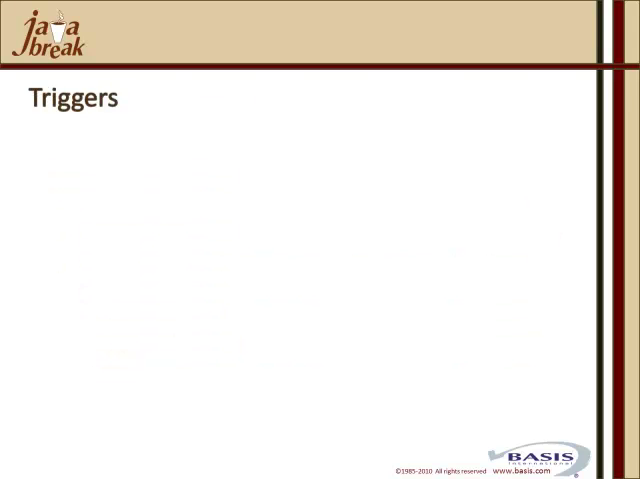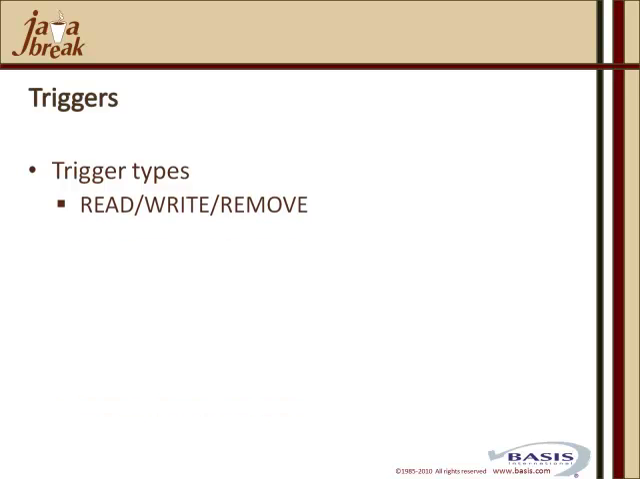So let's have a look at the components of triggers. Firstly, there are three read and write remove trigger types. So we have read, write, and remove. So read record, write record, etc. And we also have triggers that can fire on the opening of a data file, on the closing of a data file, or on erasing a data file.